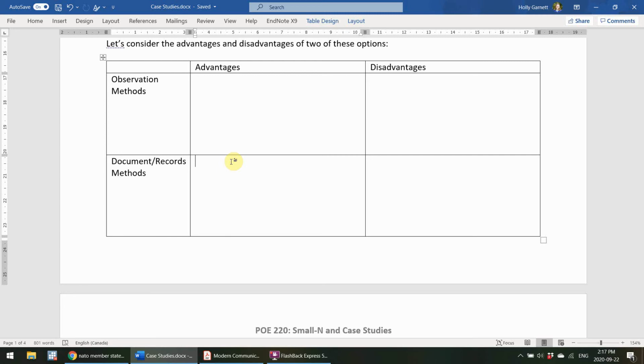You can have multiple people take a look at the same records and come to different conclusions, as opposed to observation, where not everybody can be there at the same time.